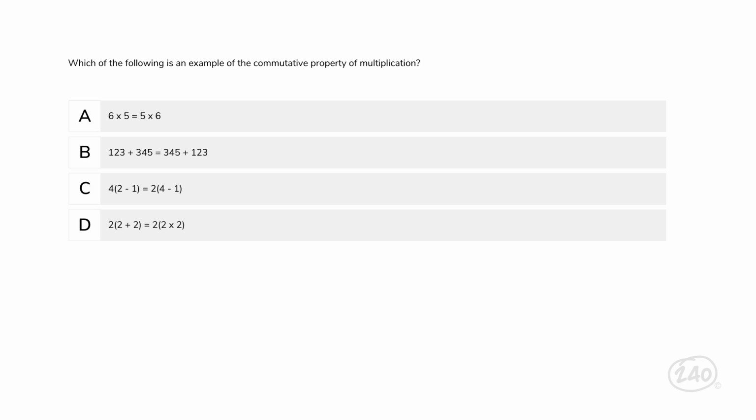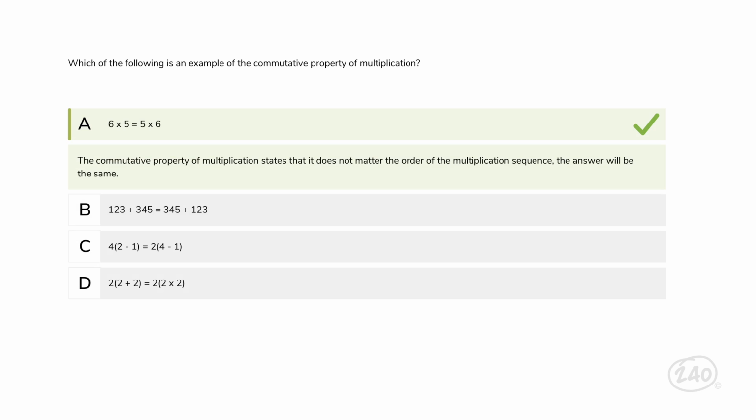Now let's look at a question under Category 2, Mathematics. Which of the following is an example of the commutative property of multiplication? Well, right away we can cross out choices C and D because those two are not showing any property of equality. The commutative property of multiplication states that it does not matter the order of the multiplication sequence, the answer will be the same. And choice A is the only option that includes multiplication, so A is the best answer.